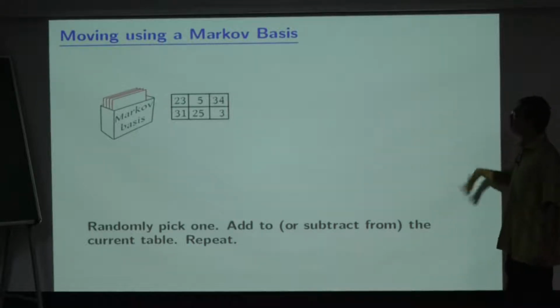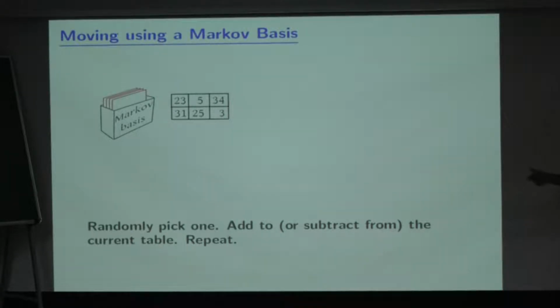So you get a new table, you can add or subtract. So you can flip a coin. If it is head, add. If it is tail, subtract. And then you get a new table with the same marginals. And you go on doing this.